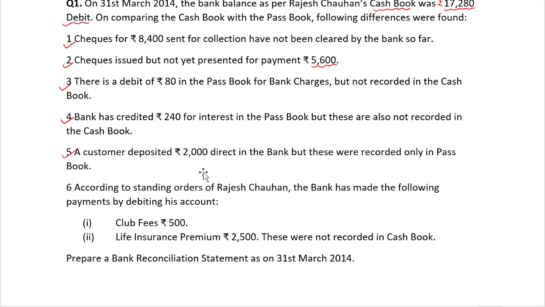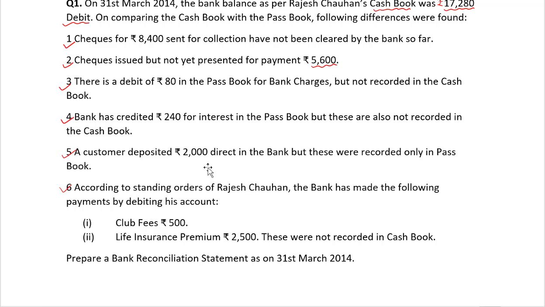Point number 5, a customer deposited 2,000 rupees directly in the bank, but this was recorded only in the passbook. There is no entry in the cash book till yet. So in the passbook it would be plus, but later on the entry will reflect in the cash book.